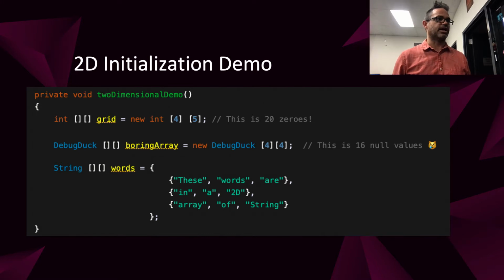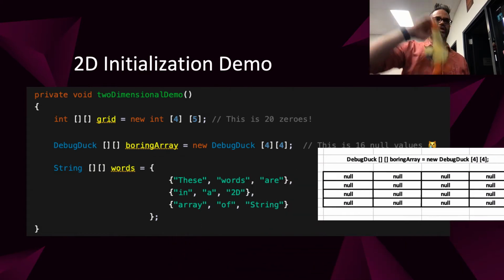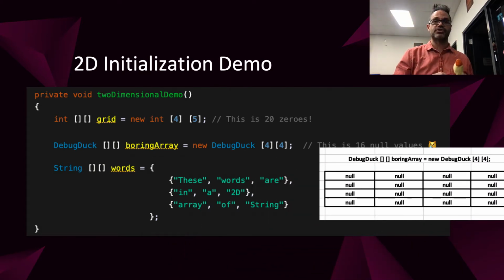Then we have our debug duck 2D array called boring array, and it's a new debug duck array of 4 by 4, so 4 rows and 4 columns, and so it's 16 null values. Boring, that's not exactly useful. We don't have cute little debug ducks like this that can actually do something for us. It just fills it with all null values.